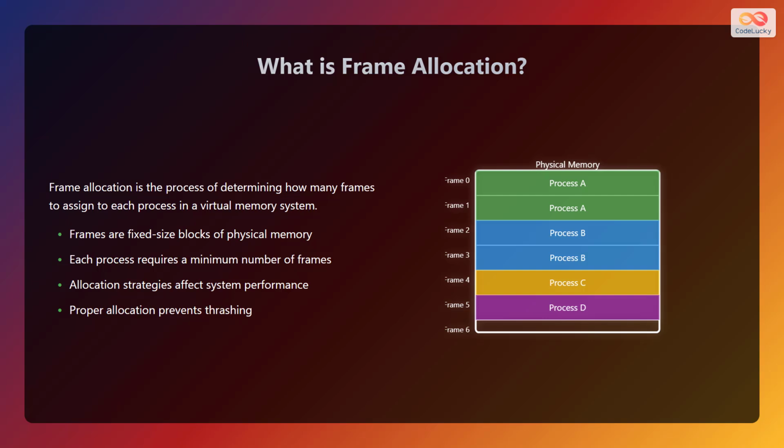Frame allocation is the method of deciding how many frames of physical memory to give to each process in a virtual memory system. Frames are like fixed-size blocks of physical memory, and each process needs a certain number of them to run smoothly. The way these frames are allocated can greatly affect how well the system performs. A good allocation strategy is crucial for avoiding a situation called thrashing. Thrashing is a condition where the system spends more time swapping pages in and out of memory than executing instructions. So, allocating frames properly helps in preventing this issue.